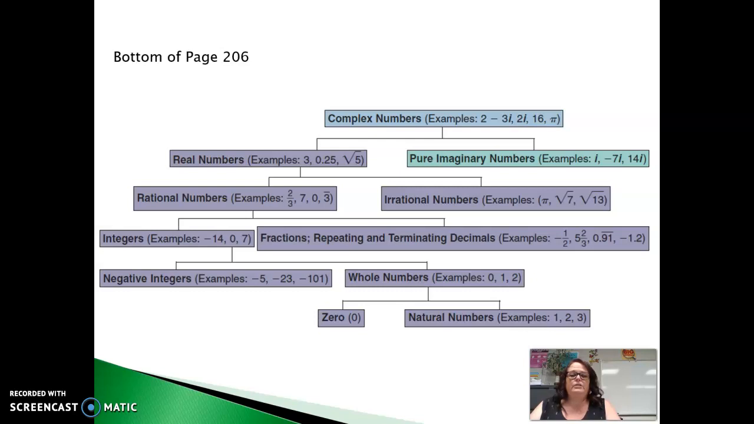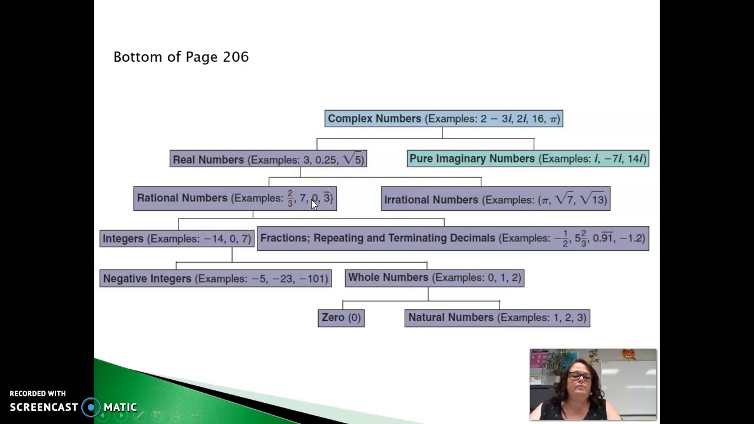If you take a look on page 206, it gives us the breakdown. I know this looks kind of crazy, but I just want to talk about it. Complex numbers are made up of real numbers, pure imaginary numbers, and others. Complex numbers could be 2 minus 3i, they could be real numbers, they could be integers, they could be anything. Complex numbers are anything we've ever talked about in math. Real numbers are anything that don't contain an i value, and pure imaginary numbers just contain an i and a coefficient. There are other complex numbers, but pure imaginary is the one where a is equal to 0.